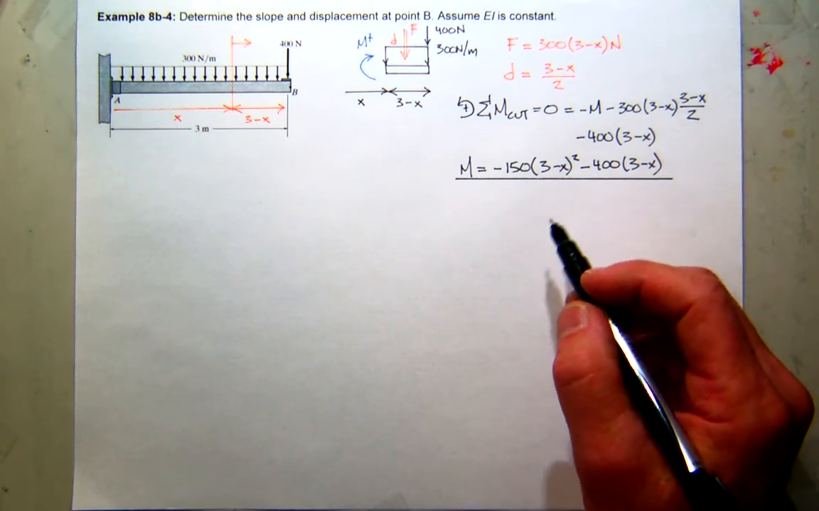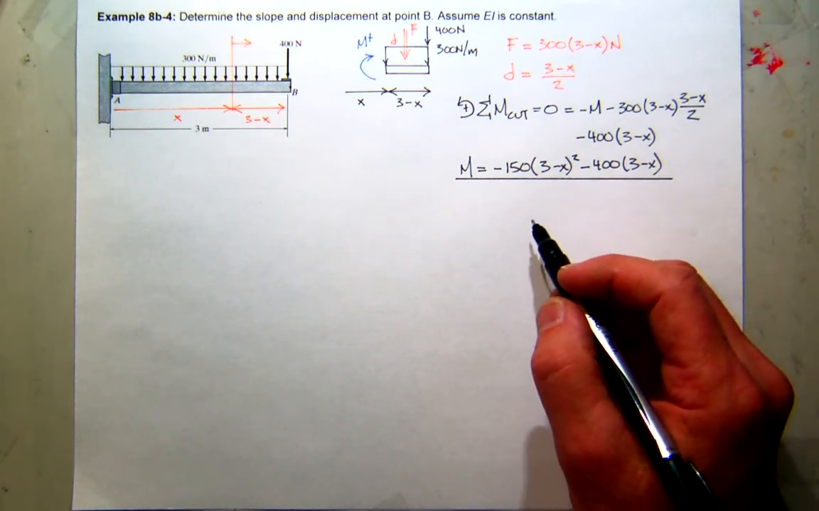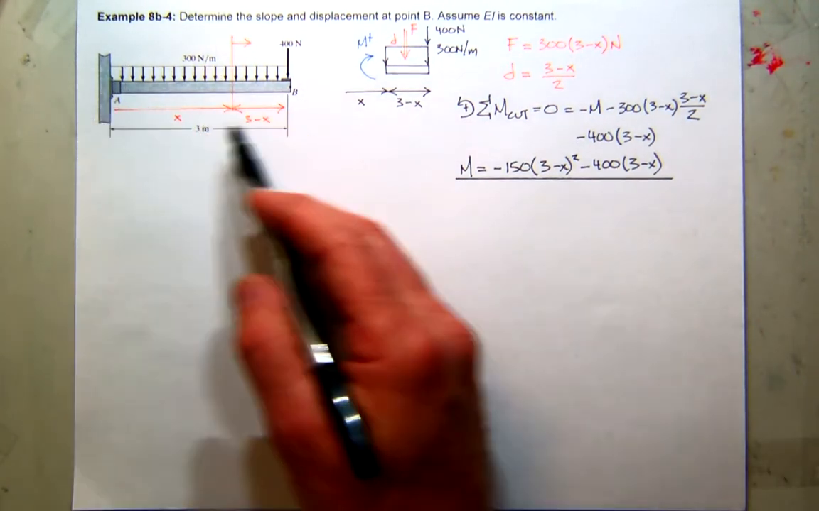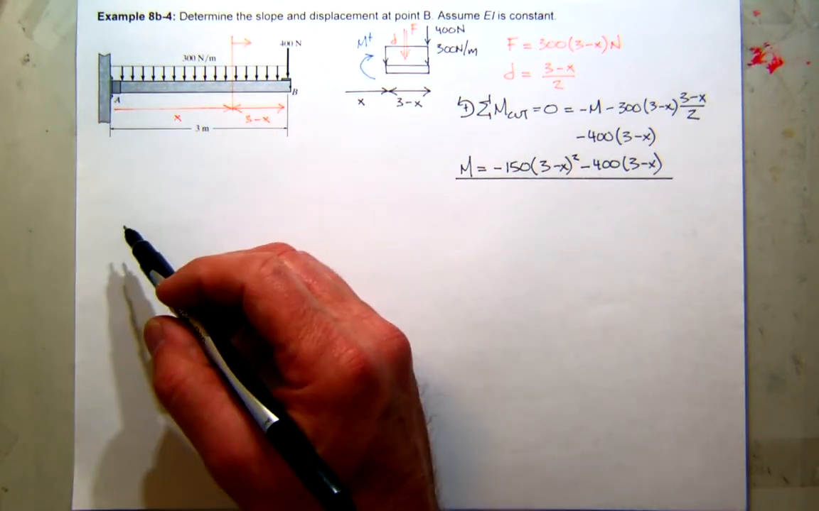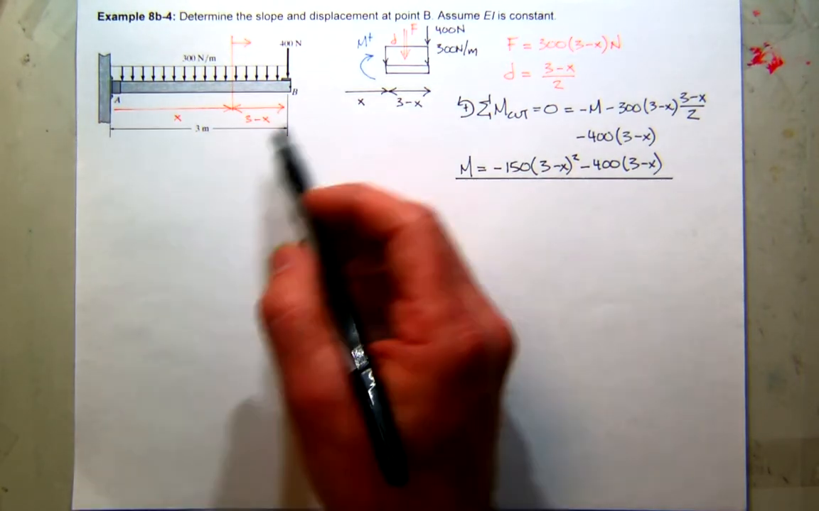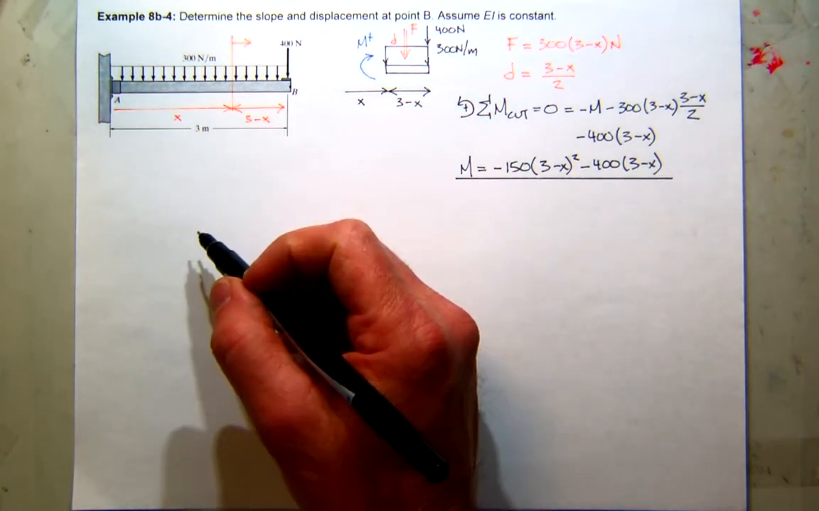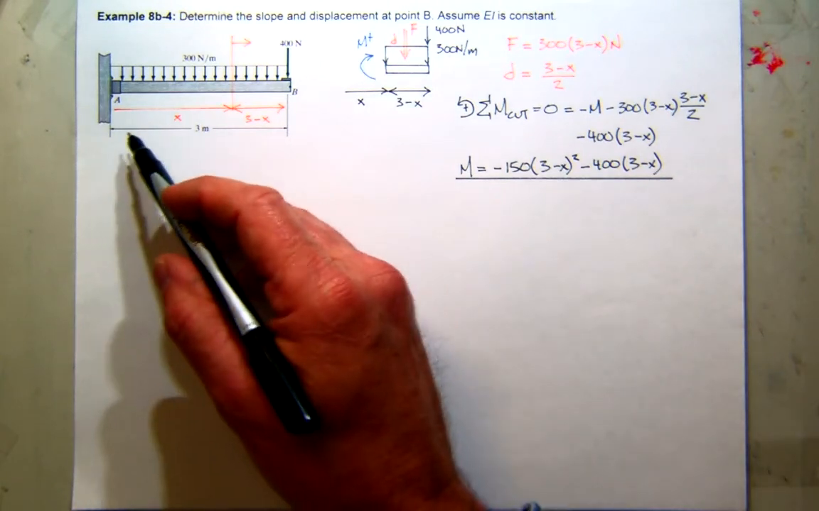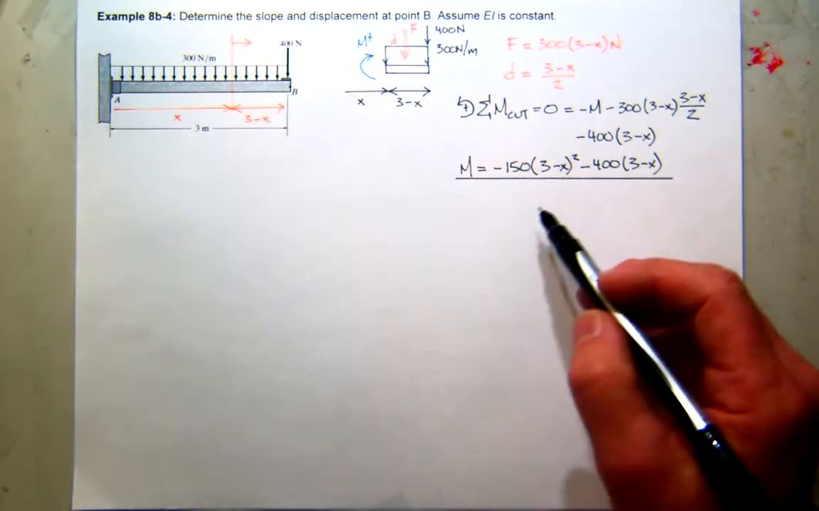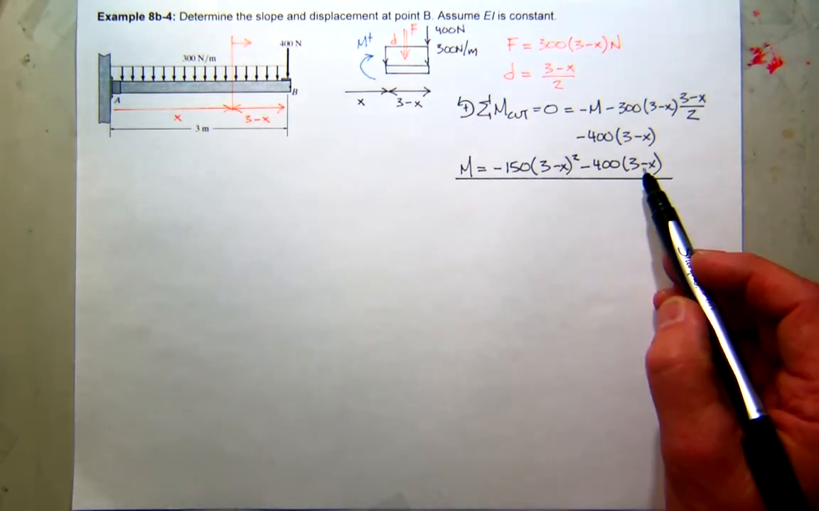Is it valid? Do I know the moment anywhere in this system? By inspection, what's the moment at the free end? 0. So that means that at x equals 3 meters, I should get 0. If I plug in x equals 3, I do get 0.